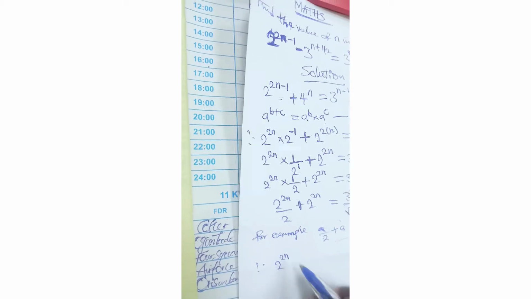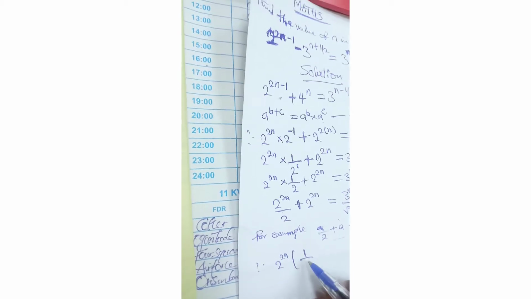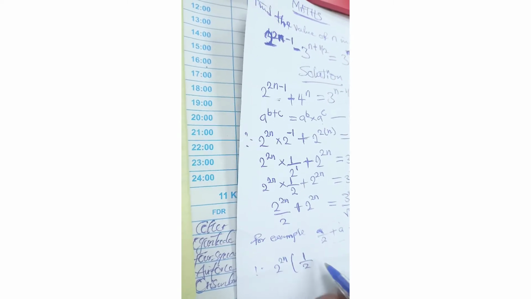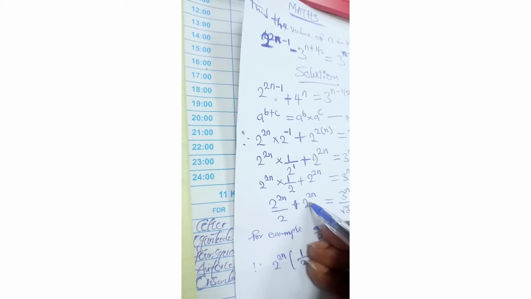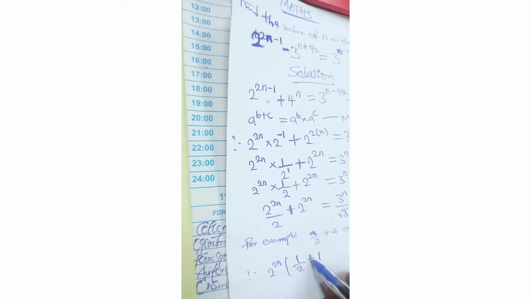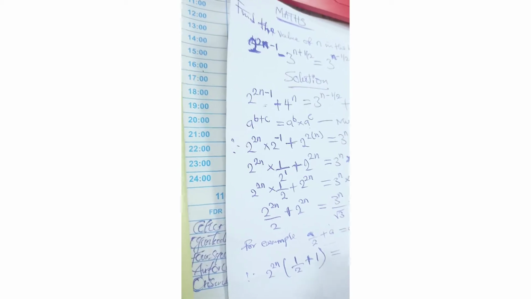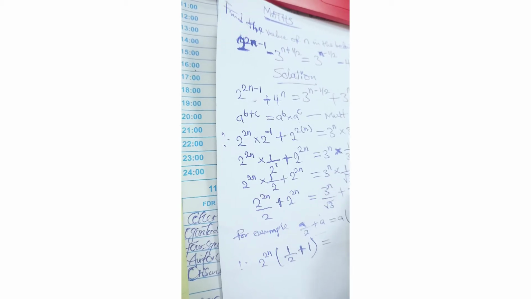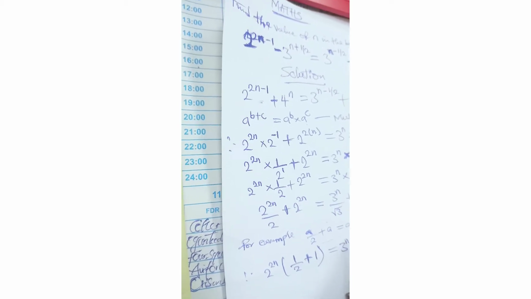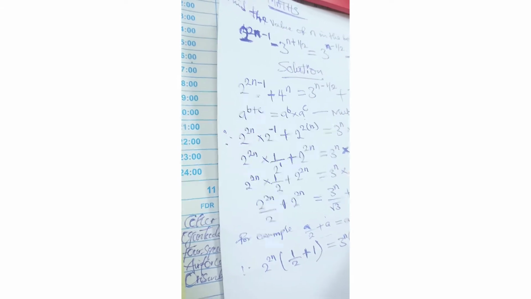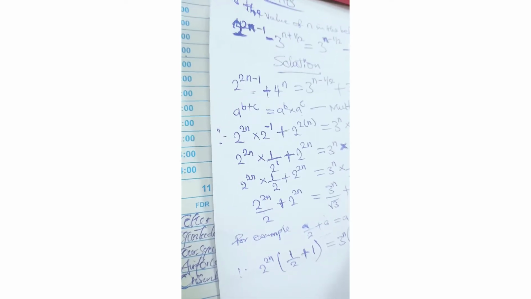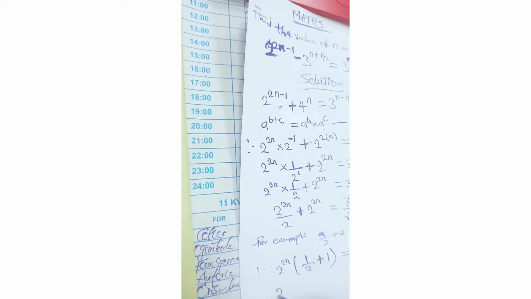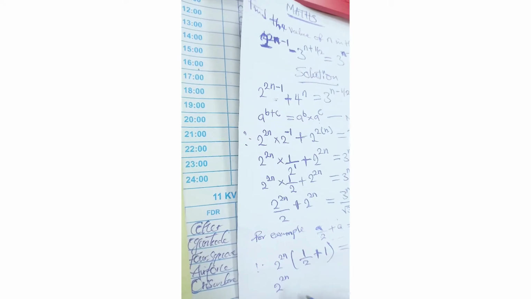Back to the question, we are going to have our 2 raised to power 2n outside. Then we have the same thing as 1. We've taken it out, you are left with what? 1 over 2 plus, you've taken 2 raised to power 2n out, you are left with 1. The same thing is applicable to this: 3 raised to power n is here. If we take it out, we'll have 3 raised to power n into 1 over root 3 plus root 3.